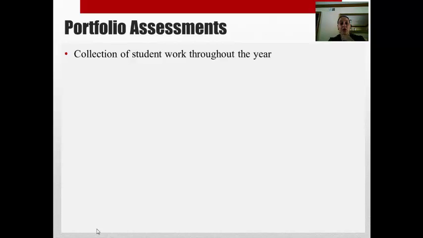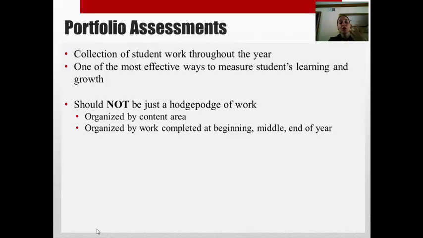Okay, and then portfolio assessments, as I said, is the collection of student work throughout the year. And hopefully from that excerpt that I read to you before, it's one of the most effective ways to measure students' learning and growth. But it really is also based on how you put that work together, okay? I'd say half of the goal of a portfolio assessment is the way that you organize the information. And as you know, one very important skill for teachers is to be organized with their paperwork, and there's a lot of paperwork. So it should not just be a hodgepodge of work, right?